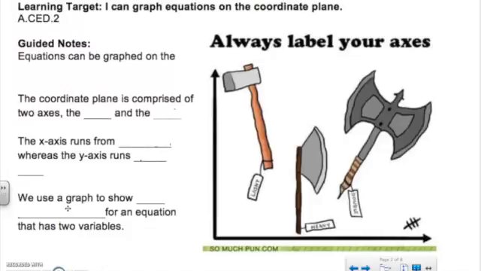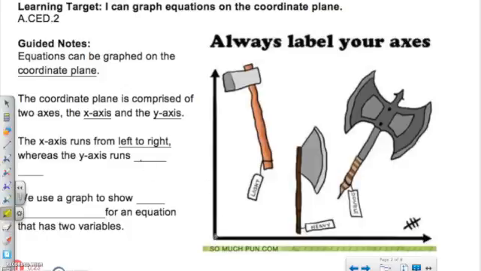Alright, so jumping into our notes, equations can be graphed on the coordinate plane. If you remember from your vocabulary notes, our coordinate plane is comprised of two axes, the x-axis and the y-axis. Our x-axis is going to run from left to right, horizontally. Our y-axis is going to run up and down, or vertically. So looking at this graph, this would be your x-axis. This would be your y-axis.